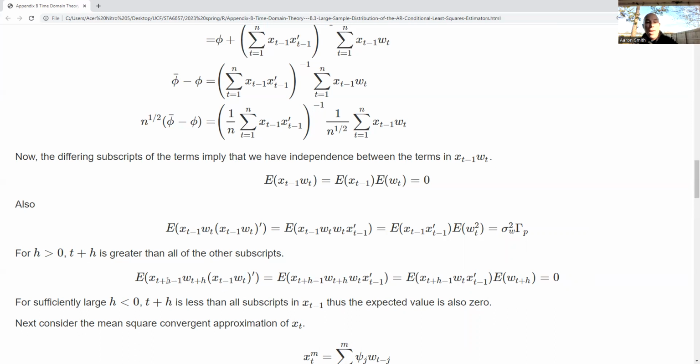So if I have a large enough h, or a small enough h, negative and large in magnitude, this t is not going to match up with any of the subscripts in here, no matter what. And so I can factor out this part of it, and in fact, I can get an expected value of 0. So that tells me that if I shift far enough forward or far enough back, the current white noise term will be independent of those values.